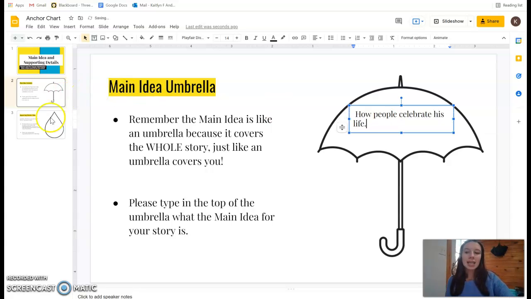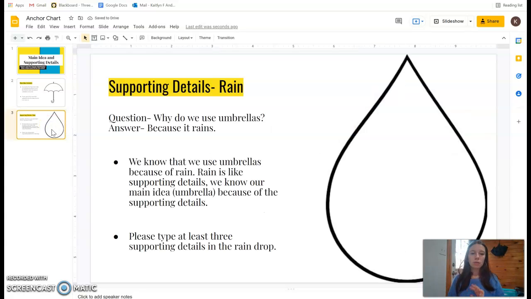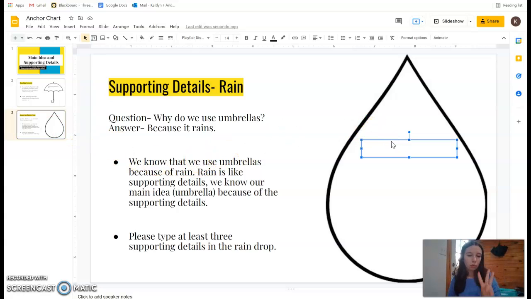Okay, and now if you will click on the next slide, you will see a big raindrop. So we know that we use umbrellas because of rain. Rain is like supporting details. We know our main idea, umbrella, because of the supporting details. We use an umbrella when it rains. So in here we're going to type at least 3 key details that help us know what the main idea is.